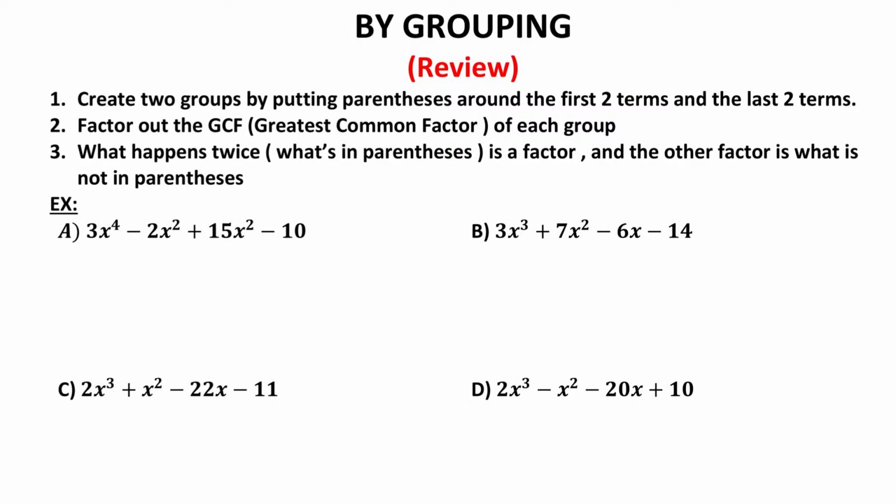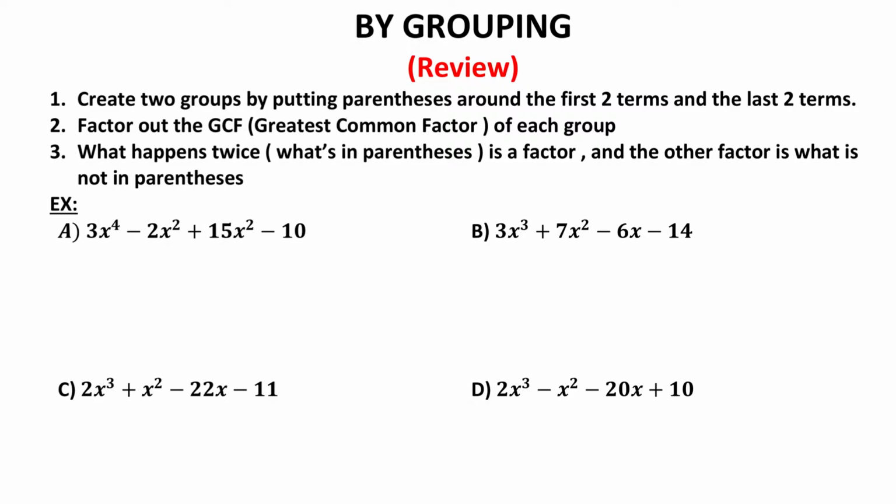The first thing you're going to do is create two groups by putting parentheses around the first two terms and the last two terms. Then you're going to factor out the GCF, which is the greatest common factor of each group. What happens twice, which is what's in parentheses, is a factor, and the other factor is what is not in parentheses. So let's go ahead and work through a few examples.